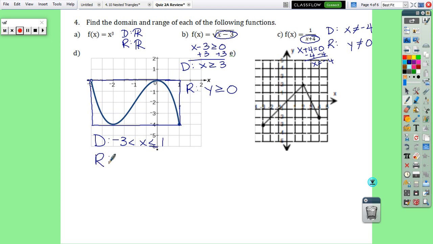Your range would be the y values, and these would both be inclusive. So the lowest y value is -4, and the highest y value is 0. So it goes from -4 to 0. This one's a little bit harder to see, but again, we have definite starting and stopping points. Maybe try another one, this one.